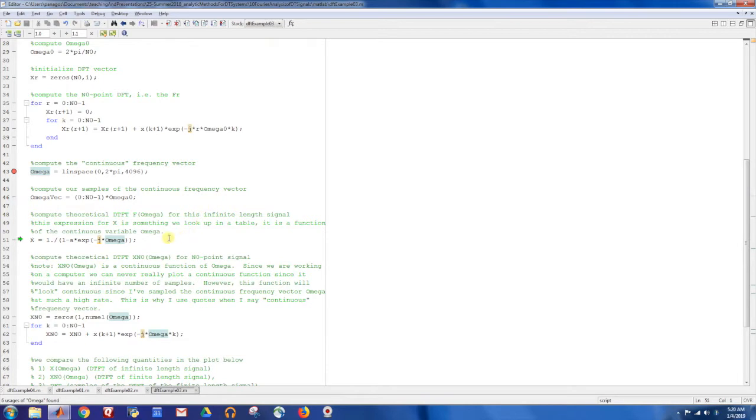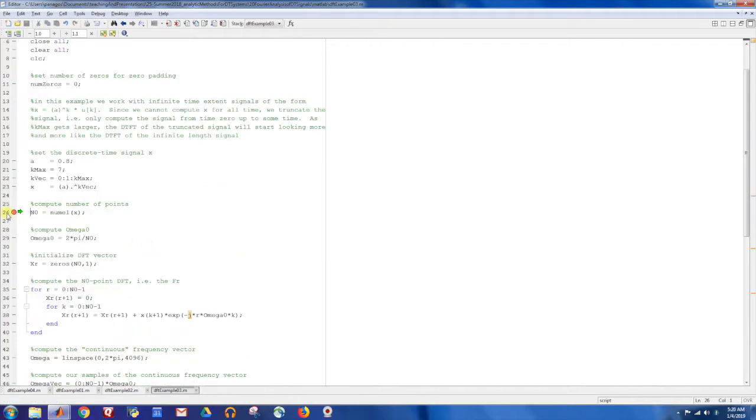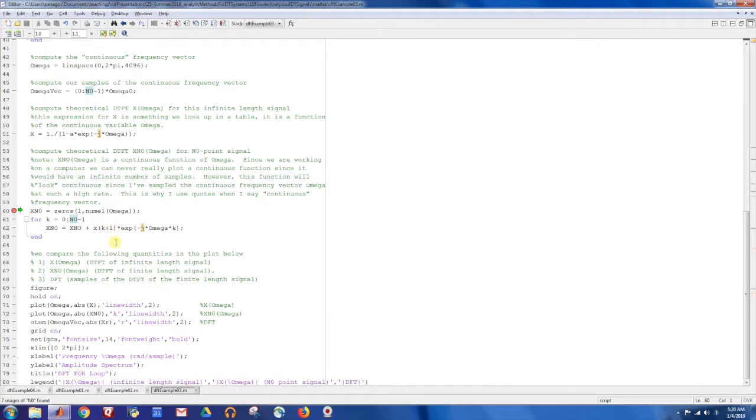And then right here, I can go ahead and compute the theoretical DTFT. So the DTFT is a function of omega, which should be an x right there. So this is a continuous valued function. Again, on a computer, we can't do anything continuous valued, but I have constructed omega to be so finely sampled on the interval 0 to 2 pi that it will end up looking continuous valued. So let's go ahead and get back down there again.